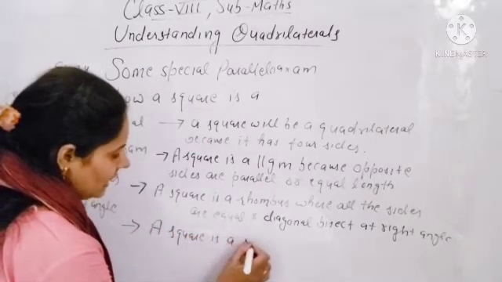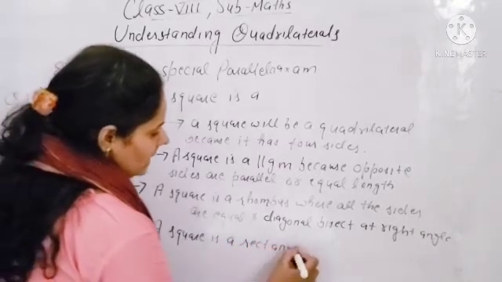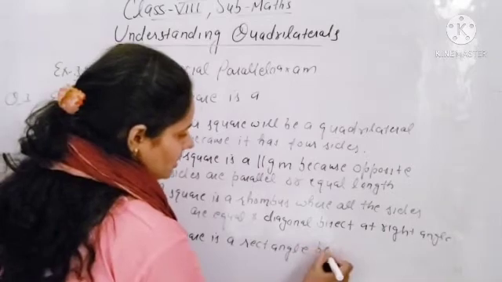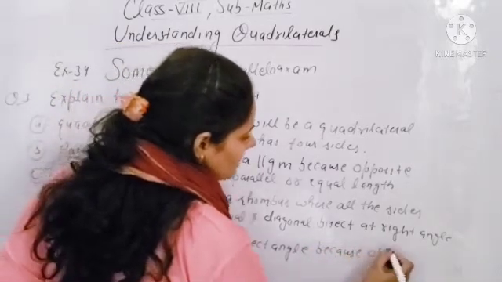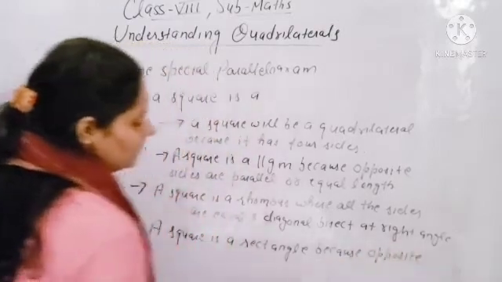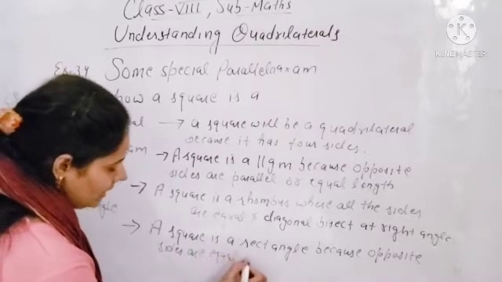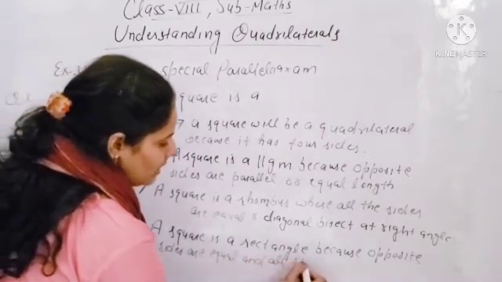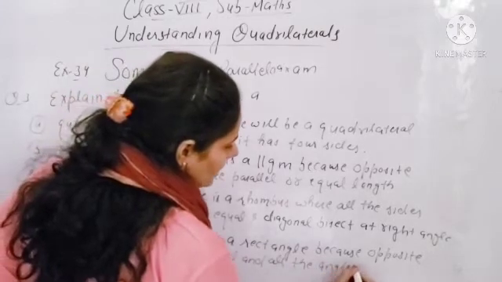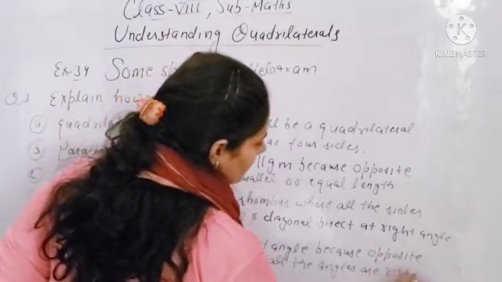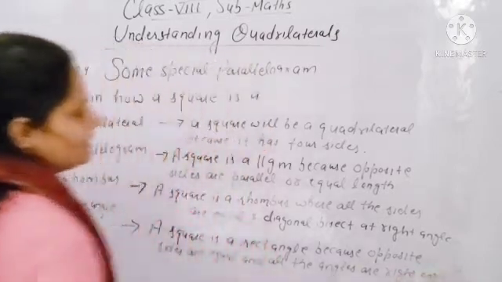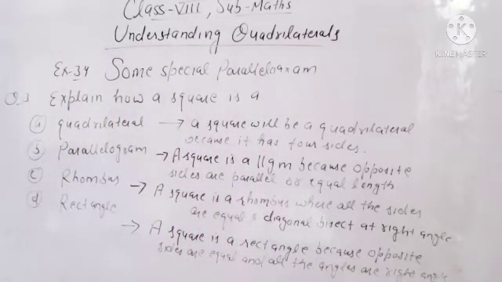A square is a rectangle because opposite sides are equal and all the angles are right angle. Clear? All the angles are right angle and opposite sides are equal. So you can say it will be a rectangle. Clear all of you? Clear beta? Okay, now next question.